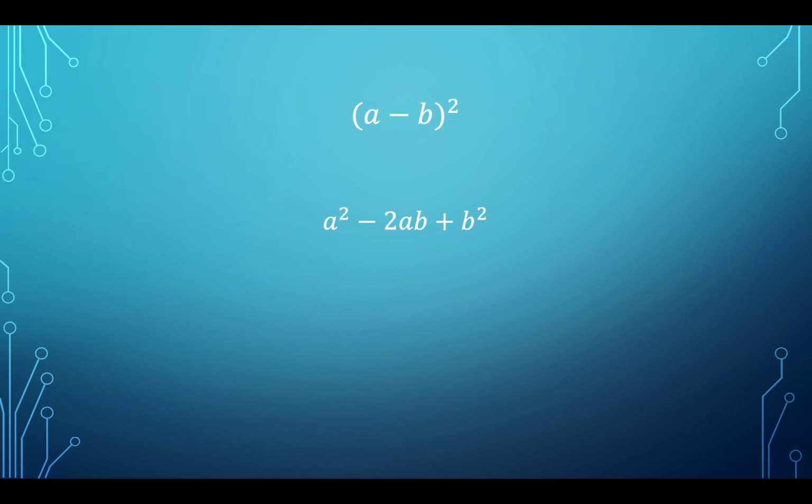The other special case we can have is a minus b squared. So it's basically going to be a minus b times a minus b. That has the form of a squared minus 2ab plus b squared. Once again, I don't have this memorized. I just like to do FOIL. I feel it's a little easier to do FOIL.